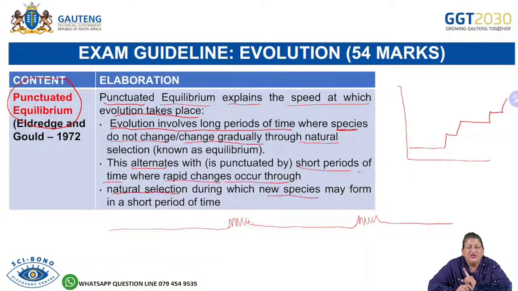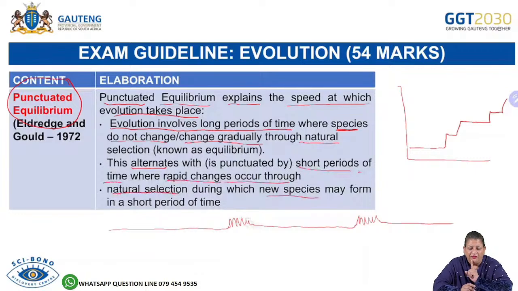Remember, learners, that transitional fossils do not form part of punctuated equilibrium. What do we mean by that? A transitional fossil normally has characteristics of the one that existed before and after. But because punctuated equilibrium means long periods of time where there are no changes followed by sudden rapid changes, it's like a completely new change from the previous one. That's why we say punctuated equilibrium is not characterized by a transitional fossil.